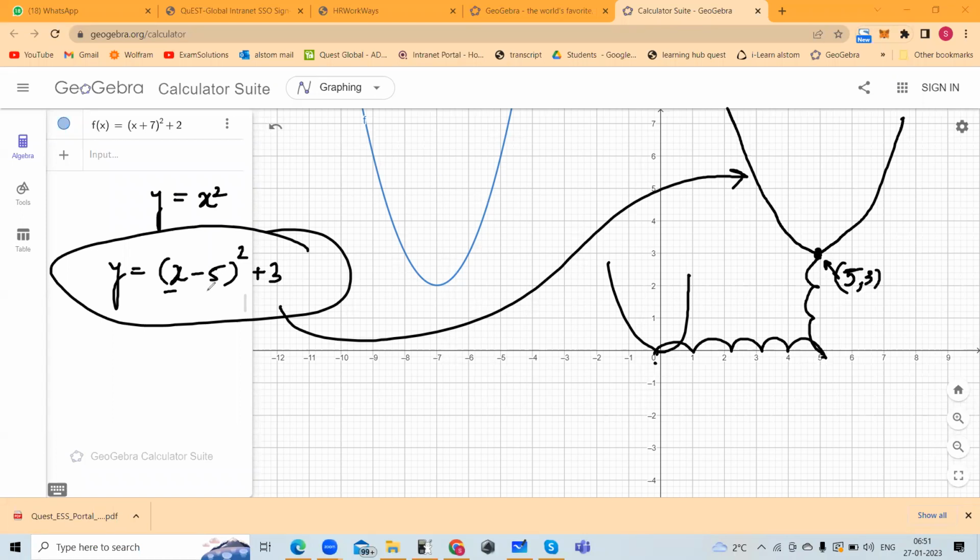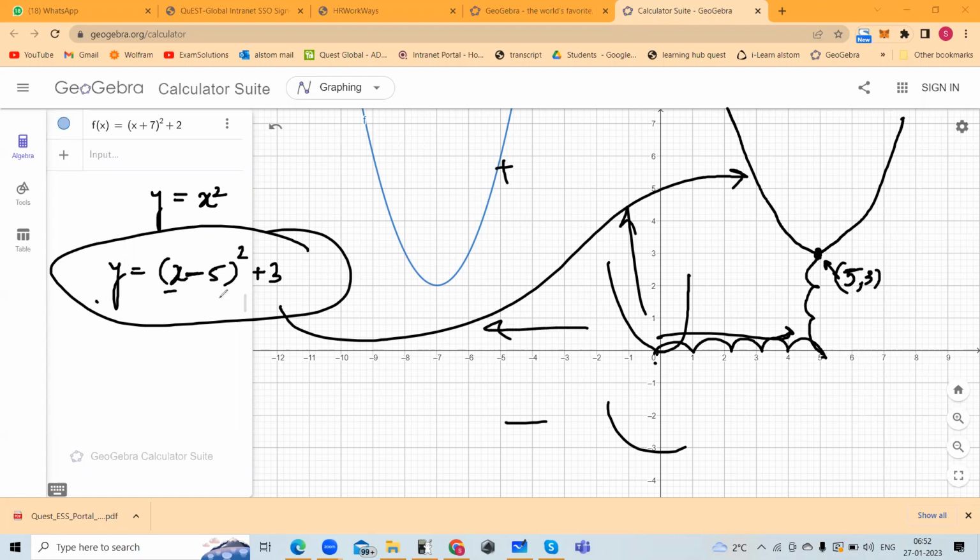It's not straightforward. Going up and down is straightforward: if you add, you go up, and if you subtract, you go down. But for right or left, it's opposite. When you subtract, it goes to the right, and when you add, it goes to the left.